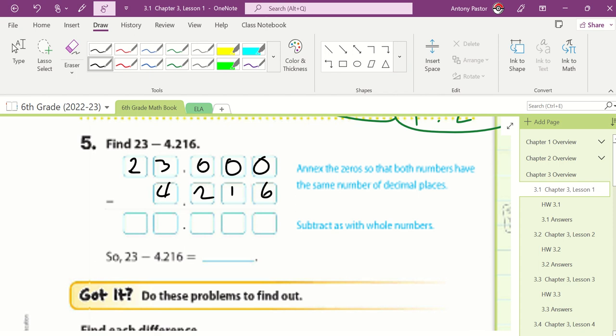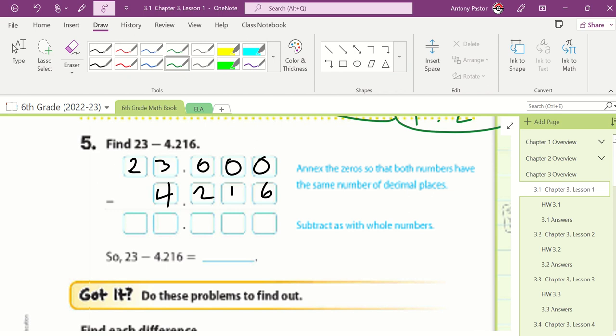4.216. Now we're going to be doing the exact same thing we did here before. I'm going to fix this 4 before we move on. Go ahead and erase that and rewrite it. The pen is not registering very well today, but we'll do our best. 0 minus 6 cannot do.